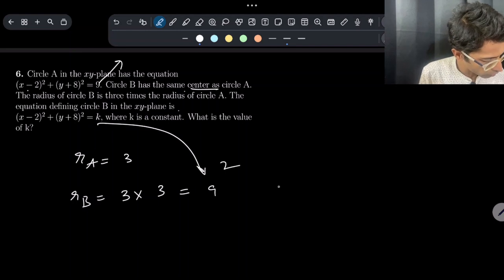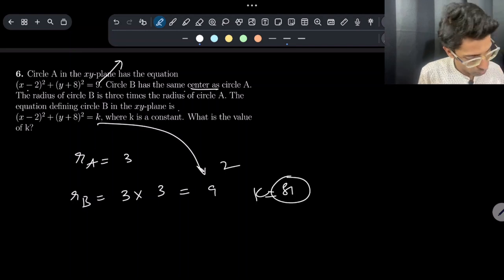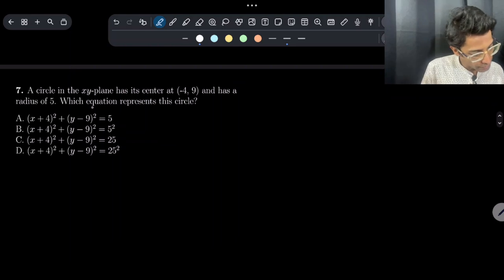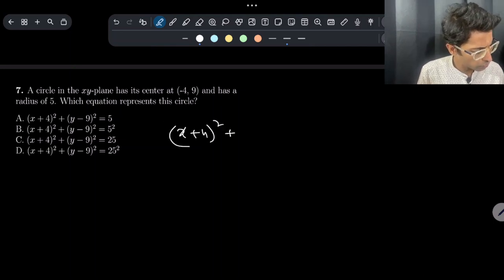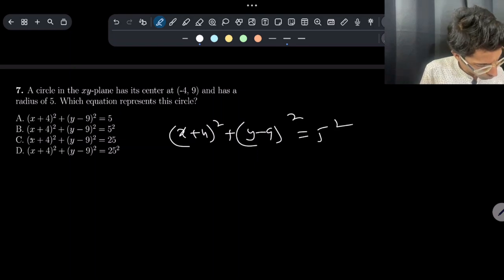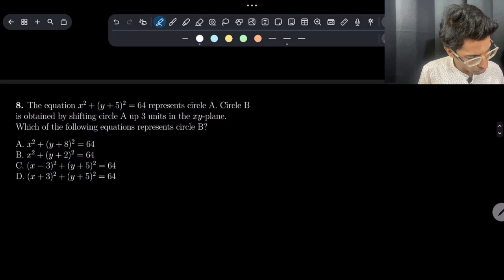So this is 81. K is equal to 81. Let's go to the next problem. What do we have here? A circle in the xy plane has its center at (-4, 9) and has a radius of 5. This is a straightforward question. So (x + 4)² + (y - 9)² = 5². Do we have something like this matching? Yes, this is the answer. Let's go to the next problem.